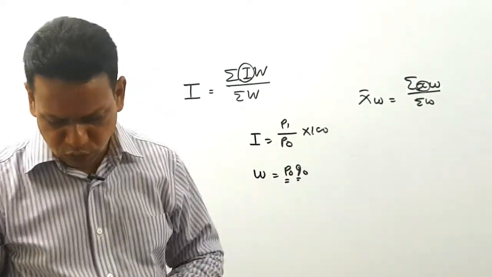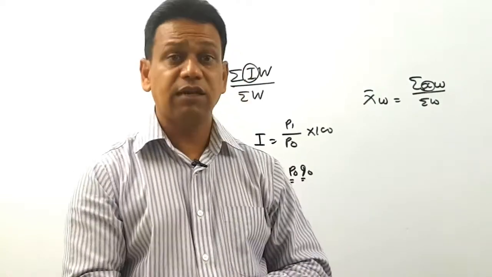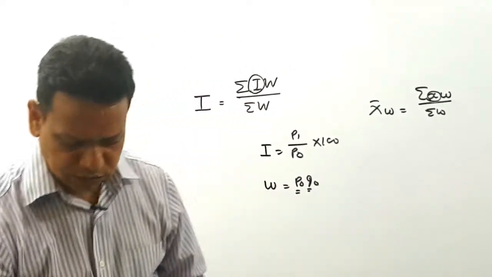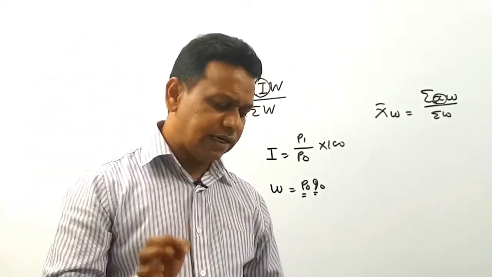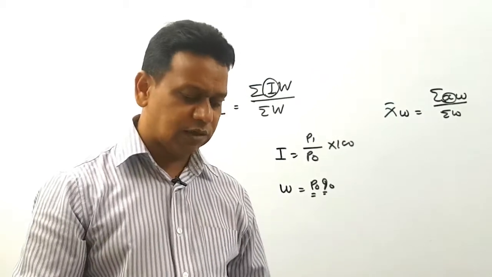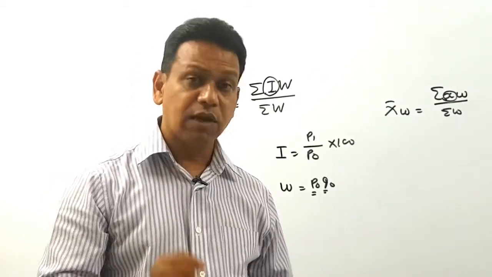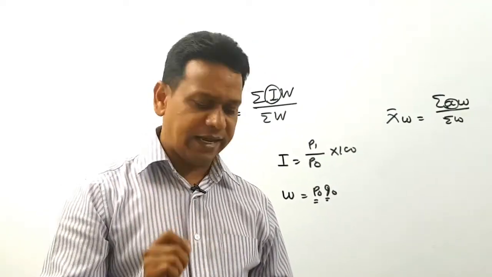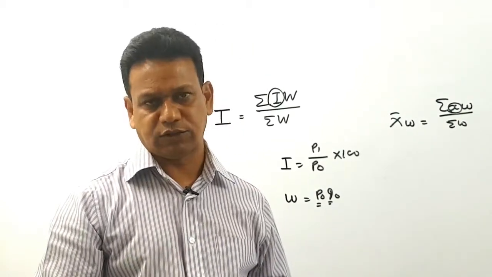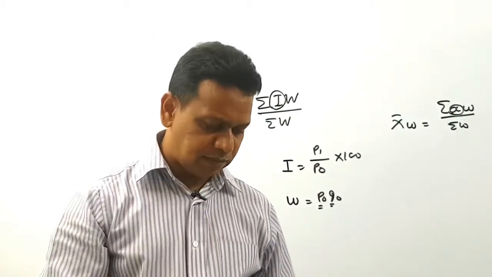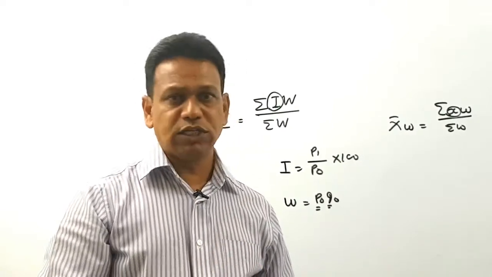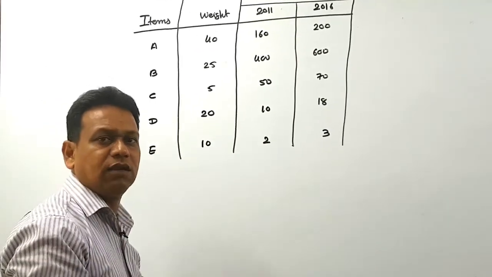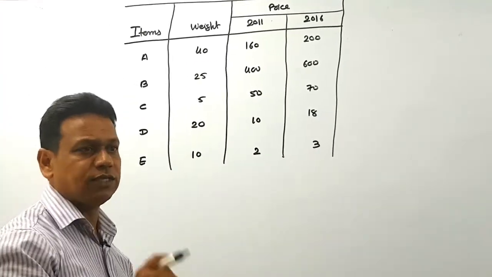Now we have to move on to illustration number 11, which is available on page number 21. The instruction is simple: find the index number for the year 2016 with base year 2011 by the weighted average method from the following data of price and weight of 5 different items. I would like to copy this question onto the board.